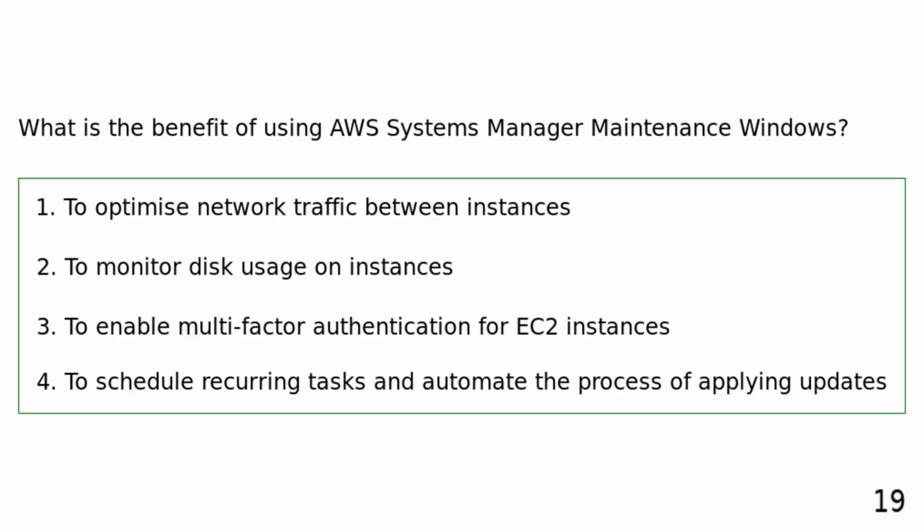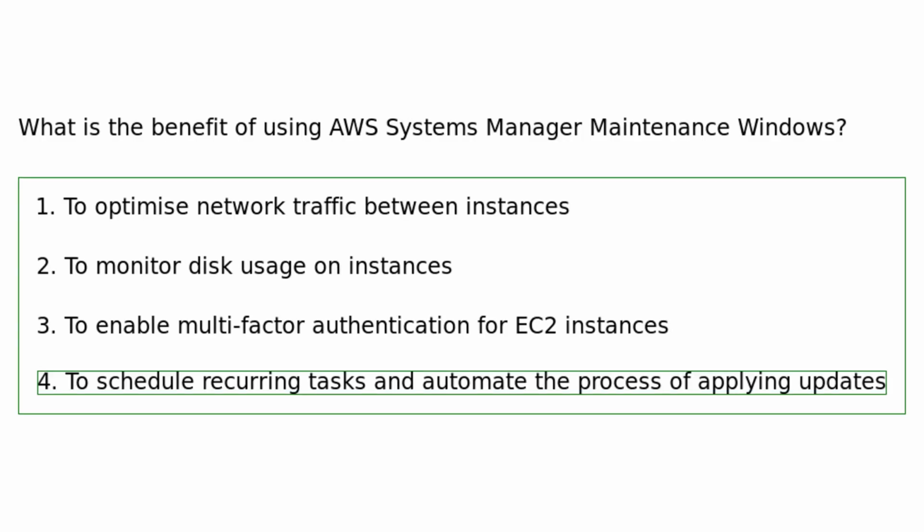What is the benefit of using AWS Systems Manager maintenance windows? To optimize network traffic between instances. To monitor disk usage on instances. To enable multi-factor authentication for EC2 instances. To schedule recurring tasks and automate the process of applying updates. AWS Systems Manager maintenance windows allow users to schedule recurring tasks and automate the process of applying updates to reduce manual intervention and ensure consistent maintenance.